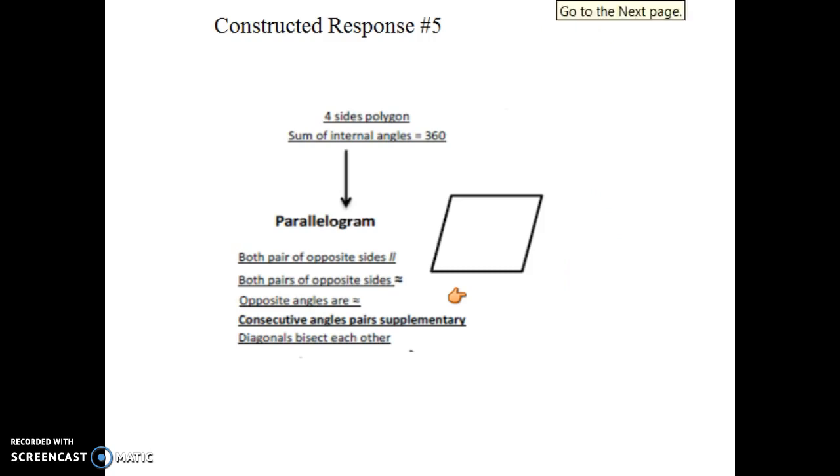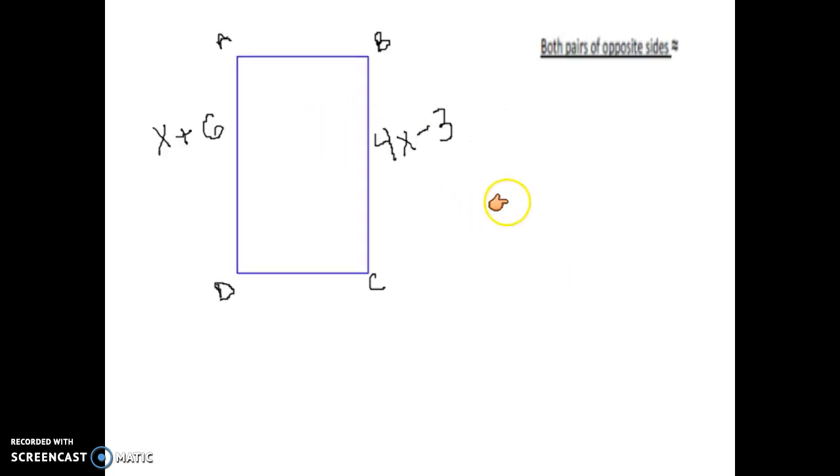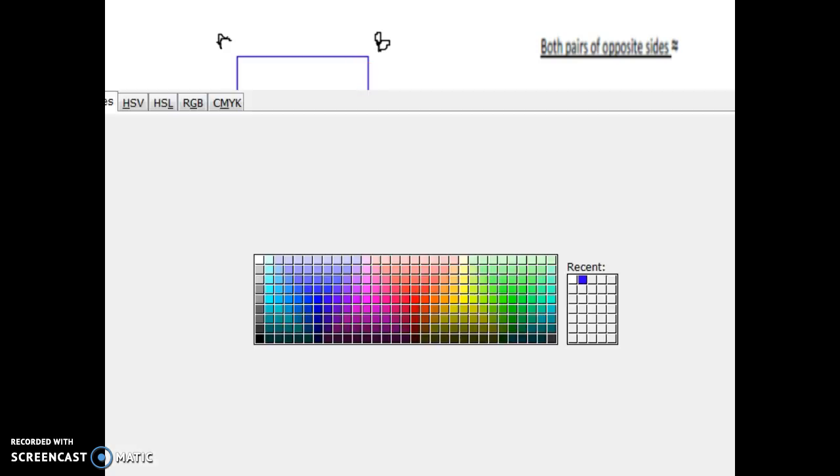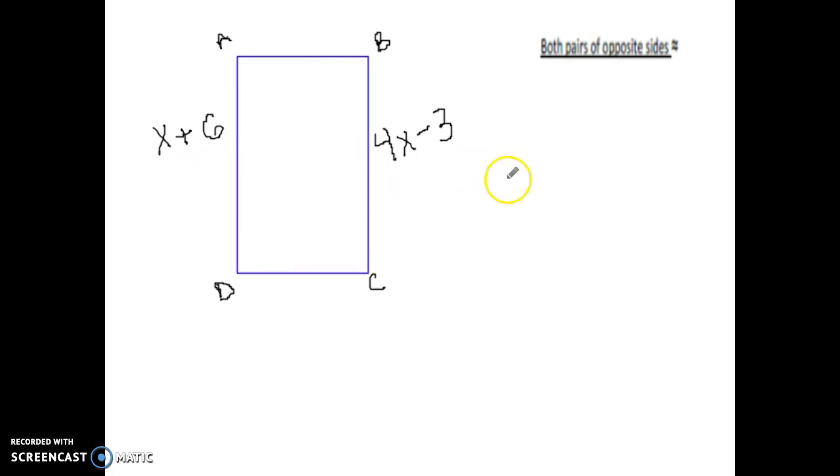So there's only 5 problems on this constructed response. Numbers 1, 2, 3, and 4 are all very similar. So let me show you the basics on how to work those. This is an example. So we know both pairs of opposite sides are congruent. So this side, AD, would be equal to BC. So you can simply set up an equation, and like I said, this is the same for the first 4 problems. You simply set these up equal to each other, and you'll have an equation.